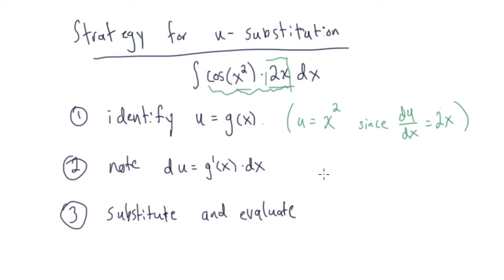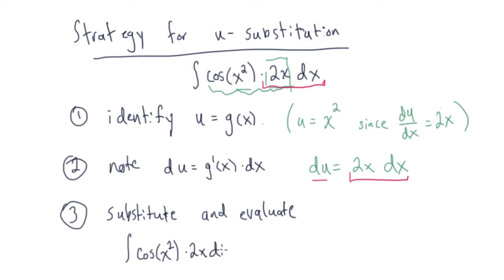Okay, so in this case, we have du is equal to 2x dx. And this is really nice because 2x dx is right here. I can replace that with du. And this is cosine of x squared, but that's really just cosine of u. So all in all, the integral cosine of x squared times 2x, I can just replace x squared with u and 2x dx with du.